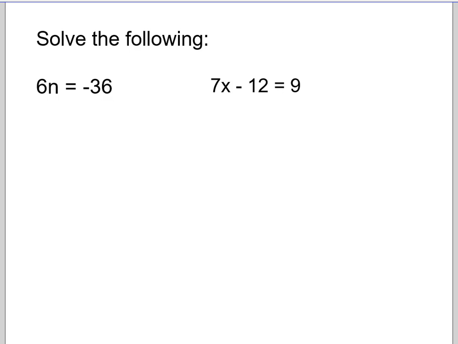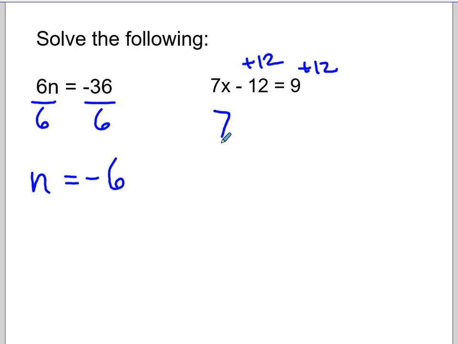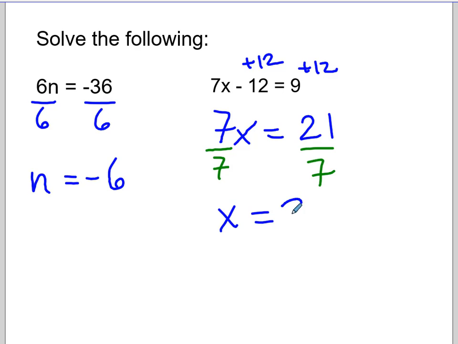Solve the following. Okay, so we have a one-step and a two-step equation here. Hopefully by now these are getting to be very comfortable. So to get the n by itself, we divide both sides by 6. N equals -6. And then over here, this is a two-step problem, so we have to add 12 to both sides. That leaves the 7x by itself and a 21 over here. And then we're going to divide both sides by 7. And we get x equals 3.